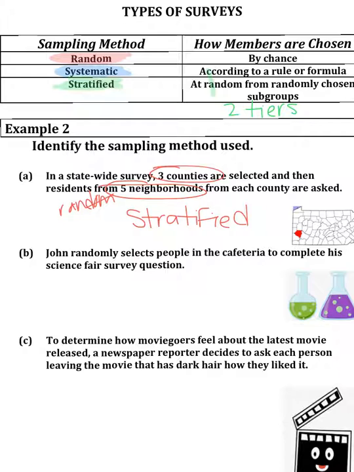Next, John randomly selects people in the cafeteria to complete his science fair survey question. Yep, it says it right in the problem. Just random selection, and that's the survey type.